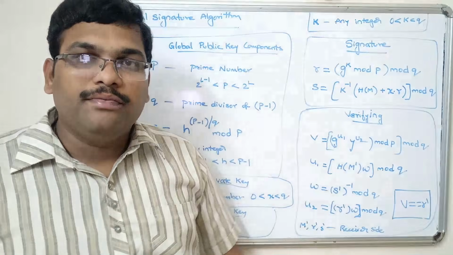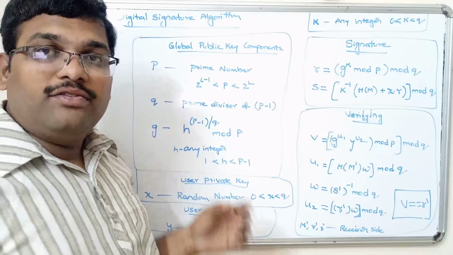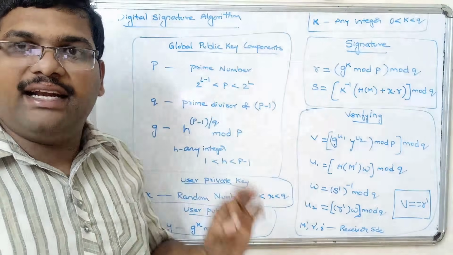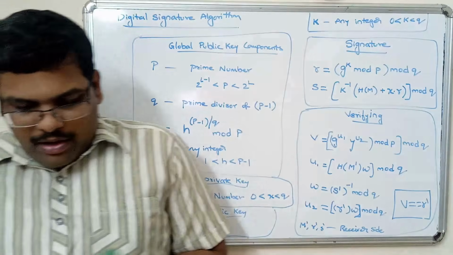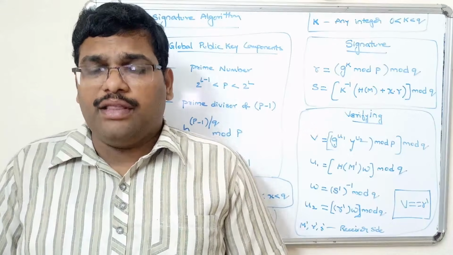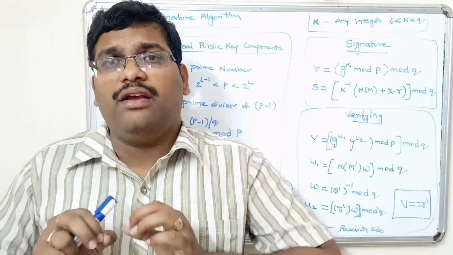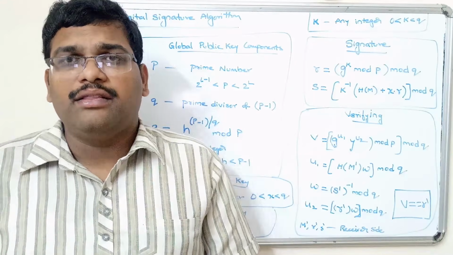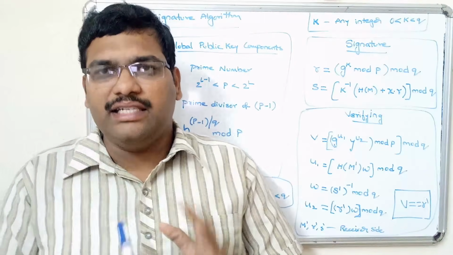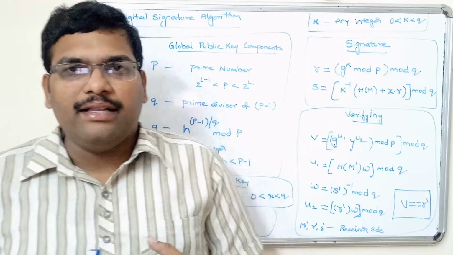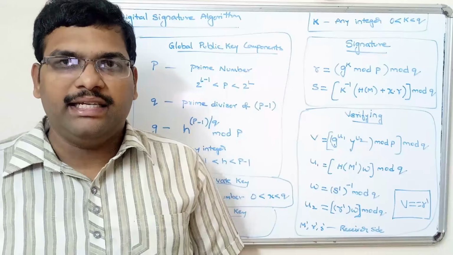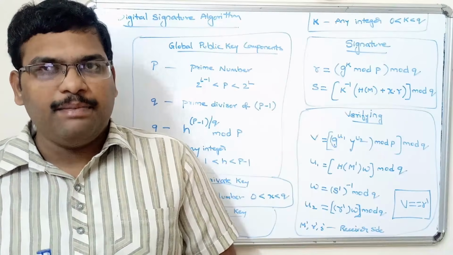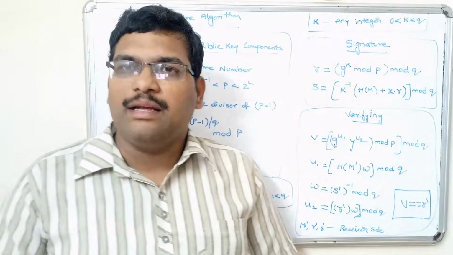So hope you understood. Once again I will repeat it. This is the digital signature algorithm, and there are two approaches. One thing is, if the encryption uses the private key of the sender, then we can call it a digital signature. Second, there are two approaches to achieve the digital signature: one is the RSA approach, another one is the DSS approach.